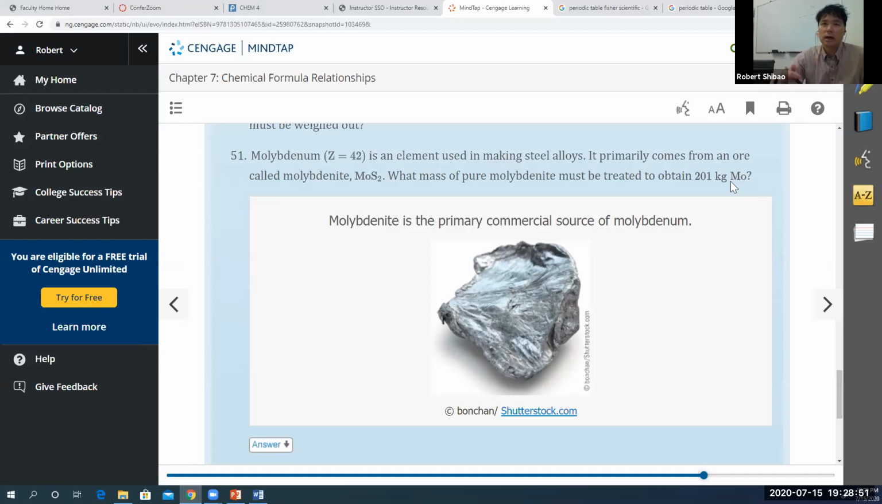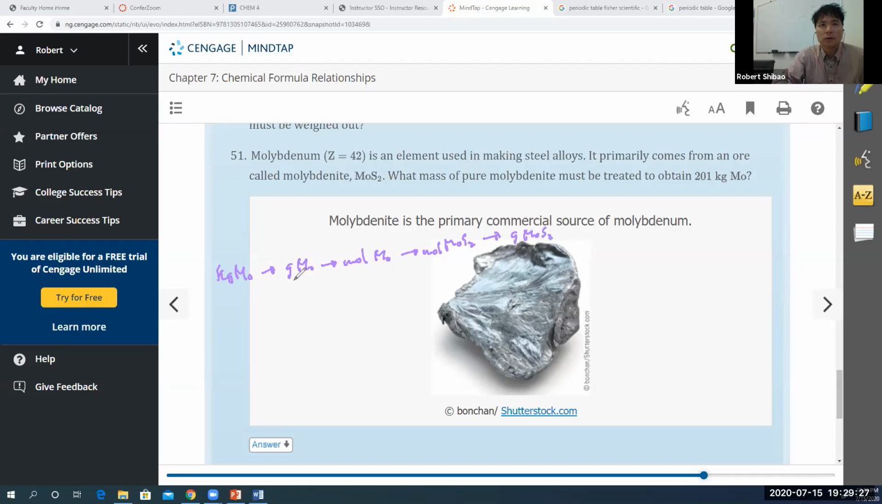And so this is the way I would do it. Just a mental map here, and then you can go through these quickly and see how they compare to the way they do it. They start off with kilograms of molybdenum, then I would go to grams of molybdenum, and then from grams of molybdenum I'd go to moles of molybdenum using the molar mass flipped upside down, and then from moles of molybdenum I go to moles of MoS2. And then from moles of MoS2, I'd go to grams of MoS2.